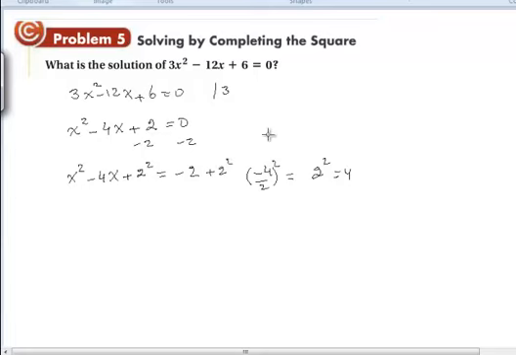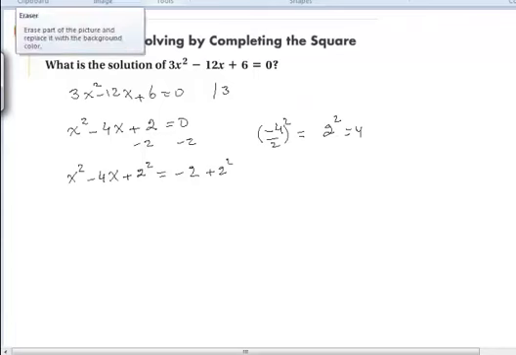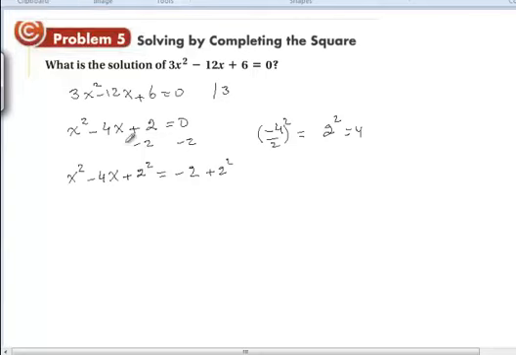Now, why did we add it to both sides of the equation? Because it's an equation. Each side of the equation is equal to the other side. Once you add something to one side, you should add it to the other side. Once you subtract something from one side, you should subtract it from the other side. You can't keep it like that. Otherwise, there will be no equality.